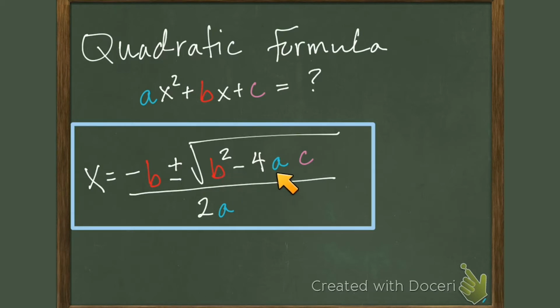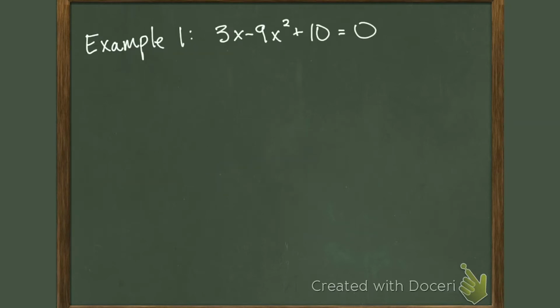That's going to end up being one number. You notice this is A, this is B, and that's C. Those are the same A, B, and C's here. And this negative sign is really important when solving. Let's do an example. All right, here's our very first example. Example 1, we're going to solve for x. So 3x minus 9x squared plus 10 is equal to 0.